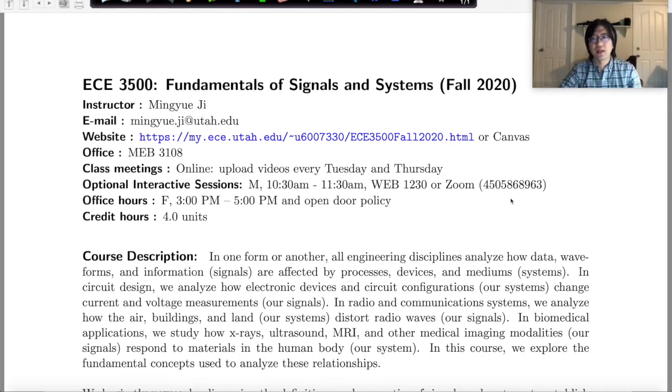And here is my Zoom number. If you have questions, we can use Zoom to discuss. This approach was used in the previous semester and it was pretty successful. I think it should work well this time. In addition to that, I have office hours, which is Friday from 3 to 5 p.m. This is a well thought-out time, because we have the Tuesday lecture and the Thursday lecture, and after watching everything, you may ask questions on Friday afternoon from 3 to 5 p.m. This is a live Zoom session. So if you are not available during this session, don't worry at all.